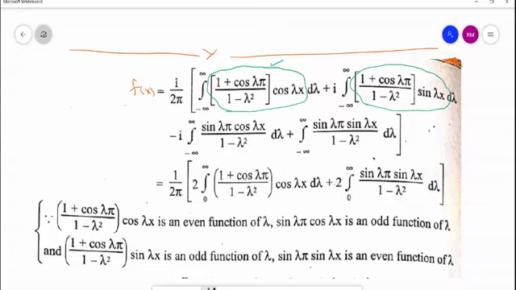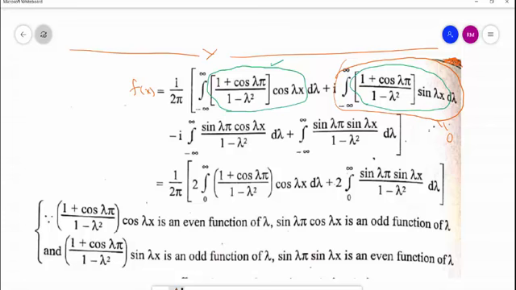So we know the property of odd functions. If the integration has limits, say minus a to plus a or minus infinity to infinity, and the function is odd, then its value will be 0. So the total integration, meaning the coefficient of I, will be 0.